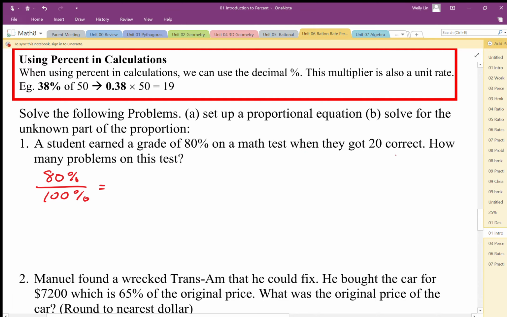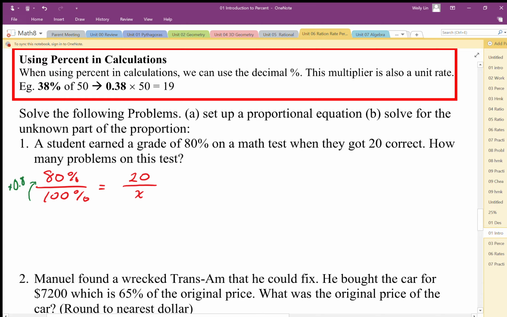So they got 20 correct. How many problems on the test? Well, the 20 represents the part, and we're trying to figure out the whole. Our decimal multiplier, or decimal percentage, is when we divide those, we get 0.8. There's our decimal percentage.